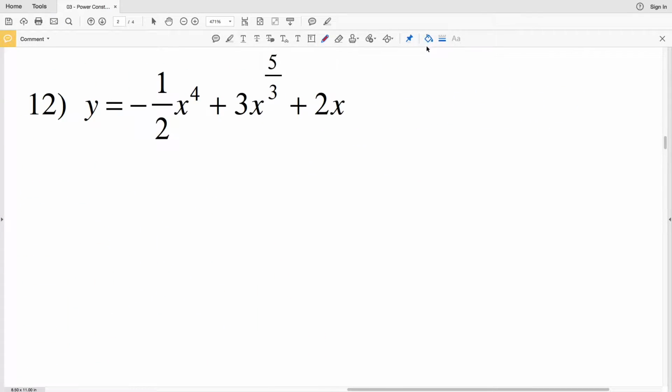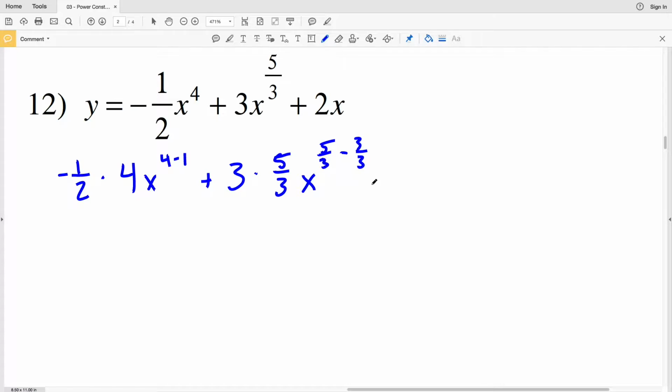Now the last problem in this section, number 12. I'll have negative 1/2 times 4 times x to the 4 minus 1. And then I'll be adding 3 times 5/3 x to the 5/3 minus 1, which I'll write 1 as 3/3. And then I'll be adding that to the derivative of 2x, which is 2 times 1 times x to the 1 minus 1, because x has an exponent of 1 for that third term.